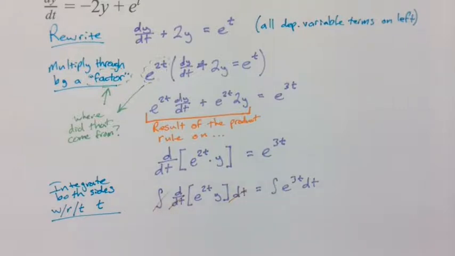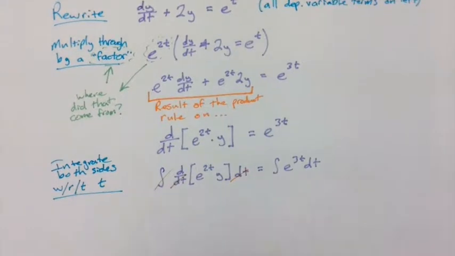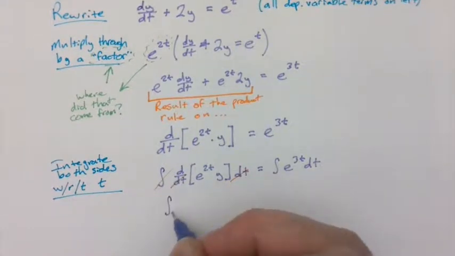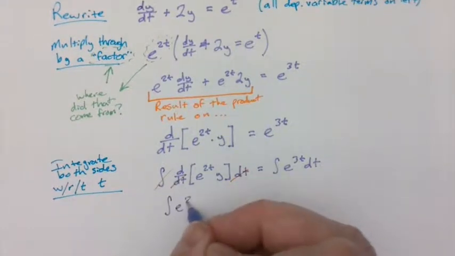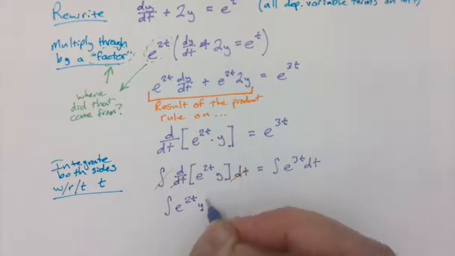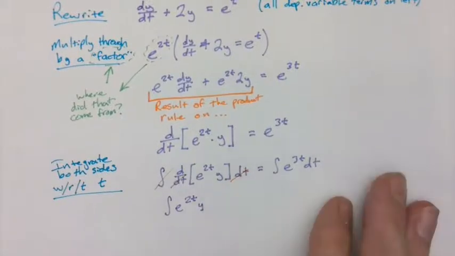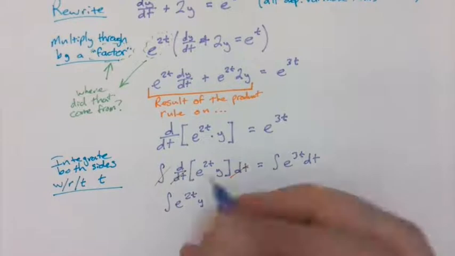And so what we really have on the left-hand side, with a little bit of manipulation, is the integral of e to the 2t dy. I should say e to the 2t dy, right?